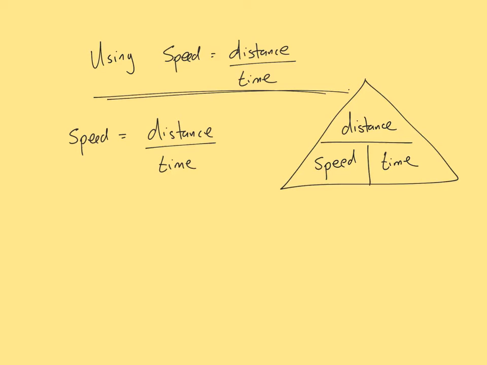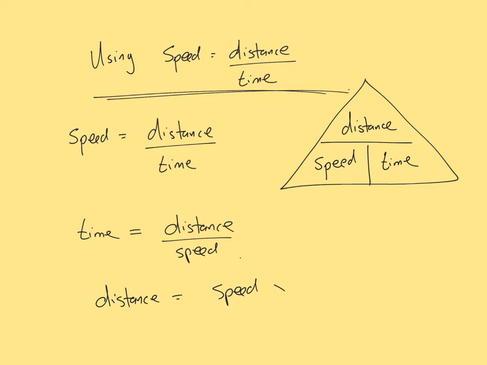If we wanted to work out what time was equal to instead, we'd do the same thing. So time is equal to distance divided by, because it's on top of, speed. And then likewise, if we wanted to work out the distance, distance is equal to speed next to, or multiplied by, time.